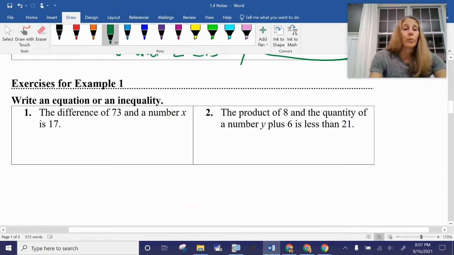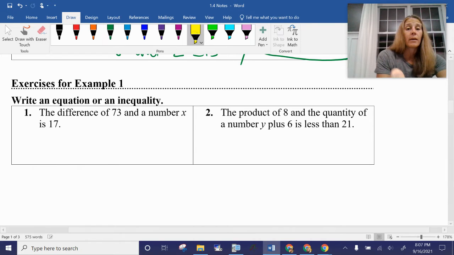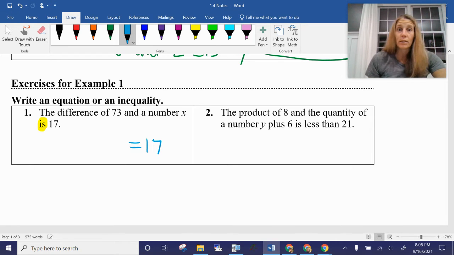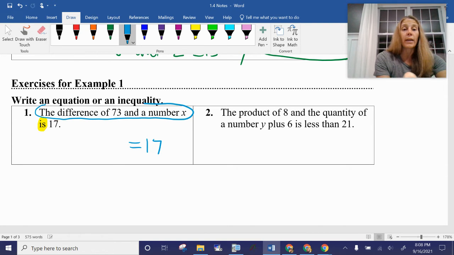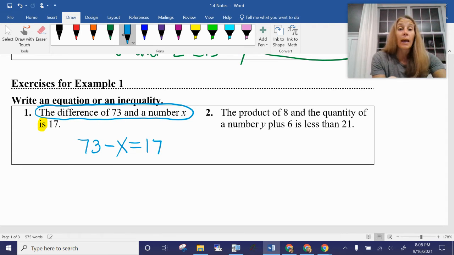So a couple examples for that. Here we have the difference of 73 and a number x is 17. So again, straightforward, we have that "is 17", so we know it equals 17. Now we just have to figure out the algebraic expression for this part here. The difference indicates subtraction. So the difference of 73 and x, and I'm just going to go in order: 73 minus x. 73 came first in my sentence, x came second, that's why I did 73 first, and then minus the x.